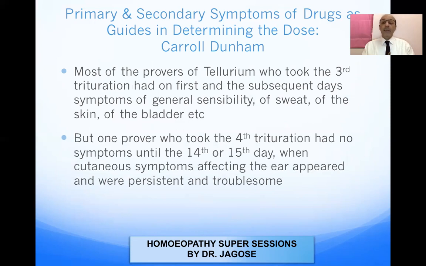Most of the provers of Tellurium who took the third trituration had, on the first and subsequent days, symptoms of general sensibility of sweat, of skin, of the bladder, etc. But one prover who took the fourth trituration had no symptom until the 14th or 15th day, when cutaneous symptoms affecting the ear appeared and were persistent and troublesome. So you could see here, Tellurium taken in the third trituration and in the fourth trituration differ in the number of days taken for the symptoms to appear, and the symptoms are of a different order, different in nature.